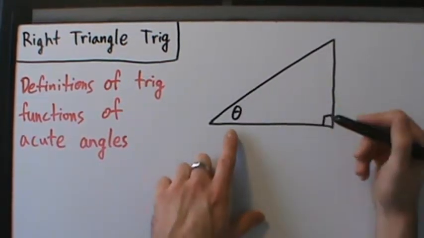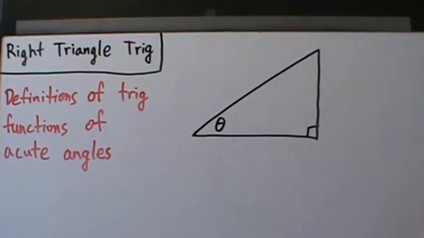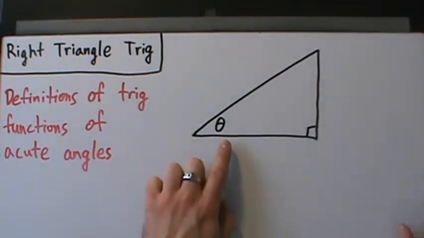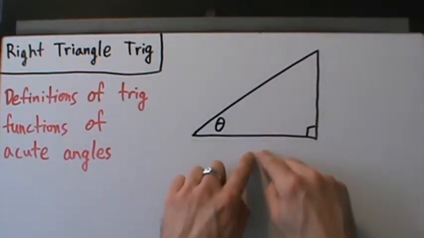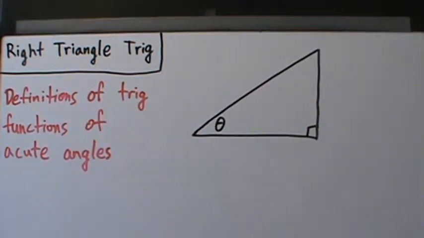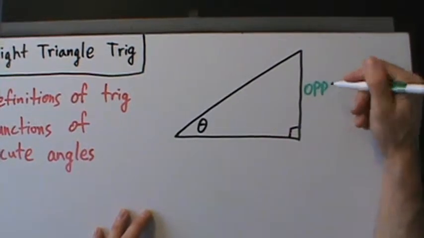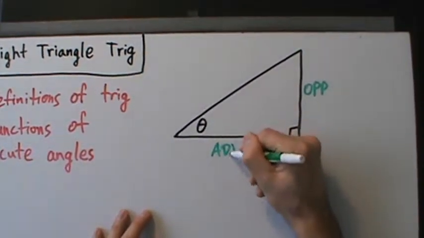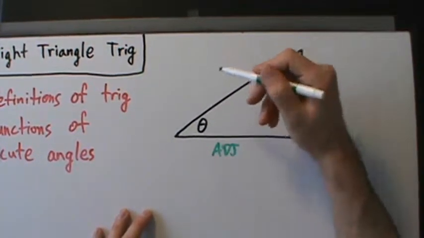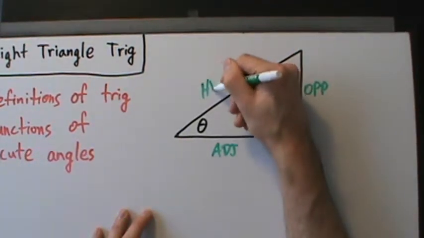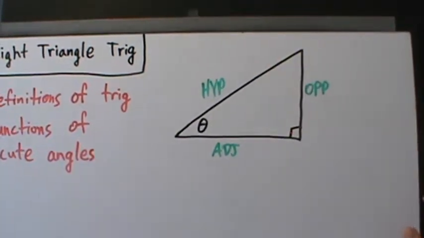So let's call this guy theta. Okay, this is going to be our theta. And remember, in an earlier video, we talked about if this is theta, then this is going to be the opposite side, this is the adjacent side, and that's the hypotenuse. So let's go ahead and write that down. We'll call this OPP for opposite, ADJ for adjacent, and then this will be HYP for hypotenuse. Okay?